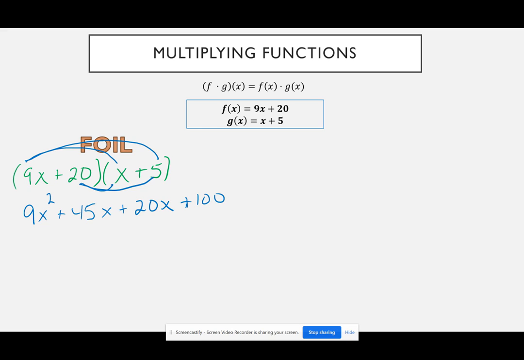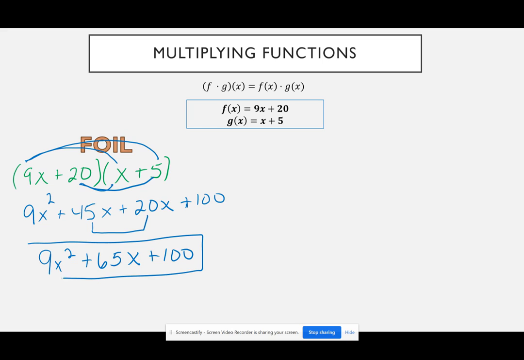And so, like I said, it's kind of like distributing. Distribute the 9x to both, then distribute the 20 to both. Now we have to combine like terms. So our 45x and our 20x can be combined together. So we end up with 9x squared plus 65x plus 100. And that will be our final answer.